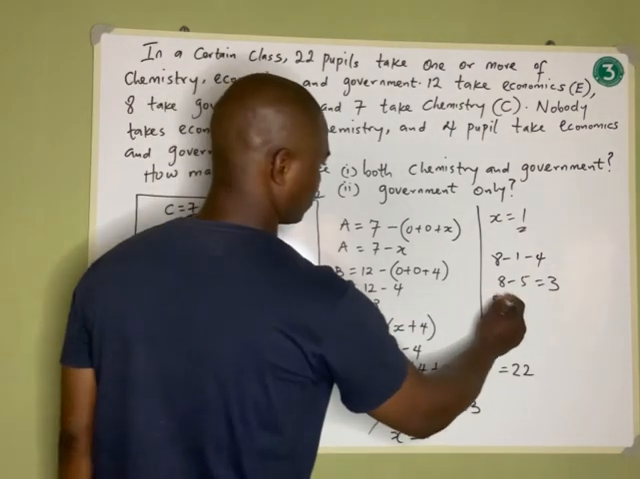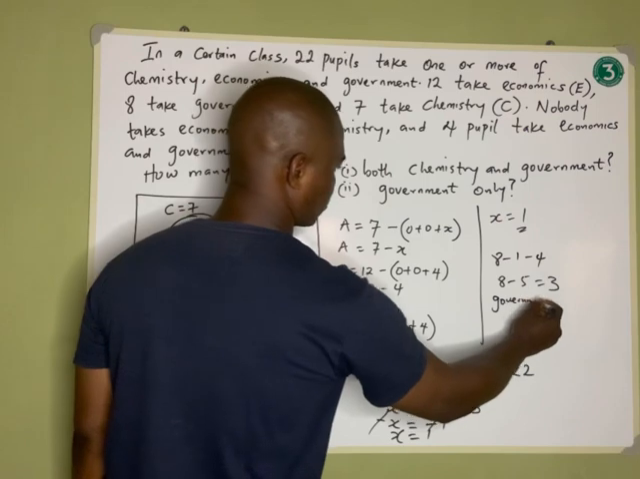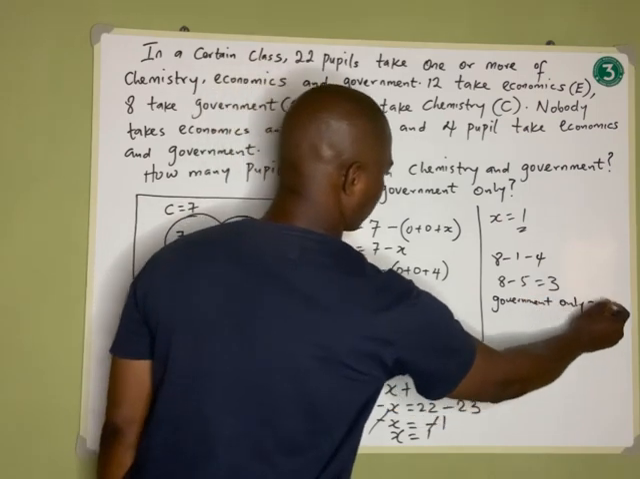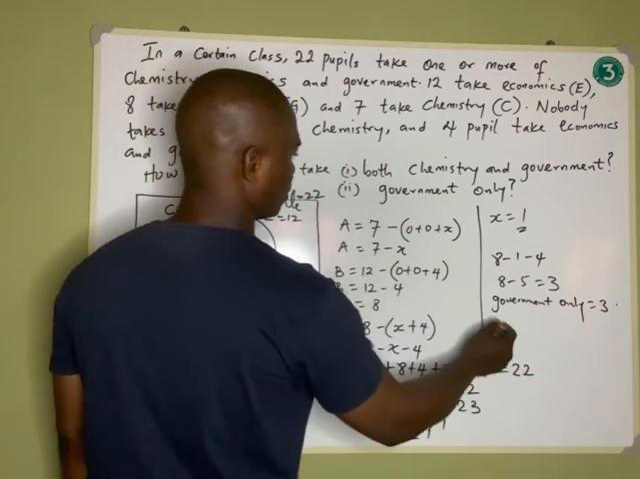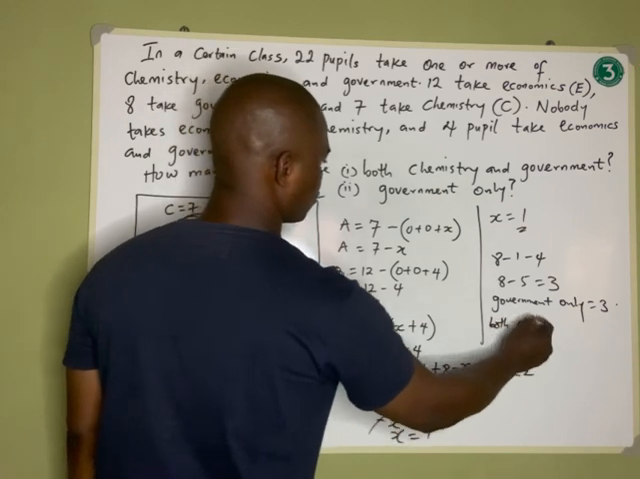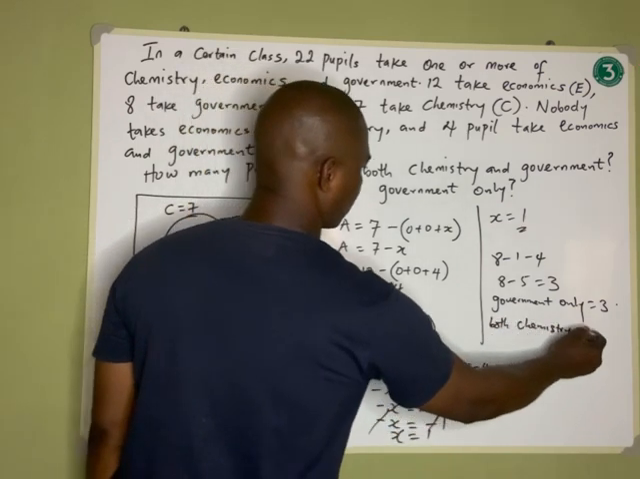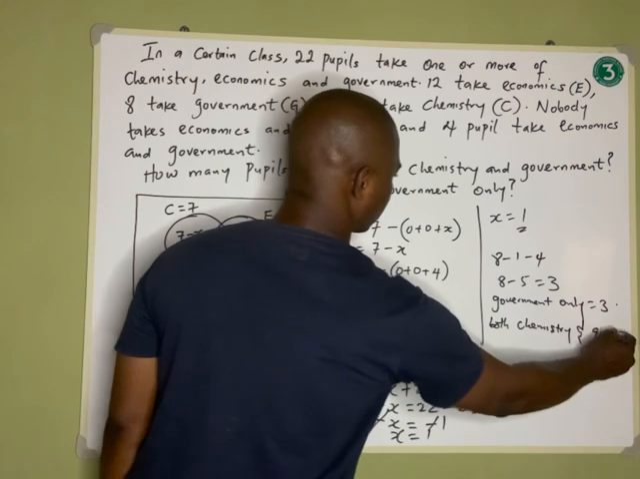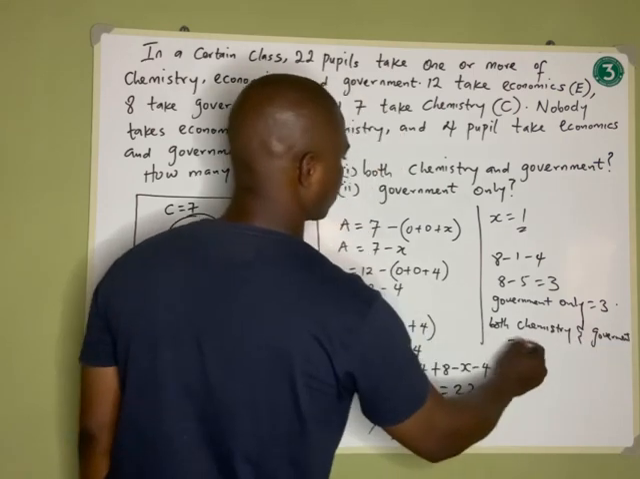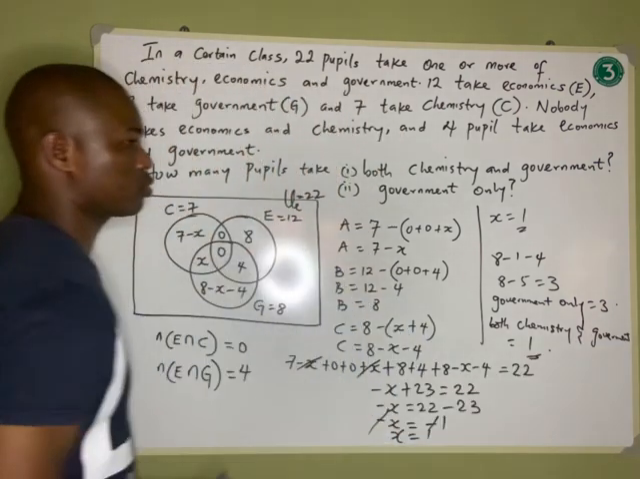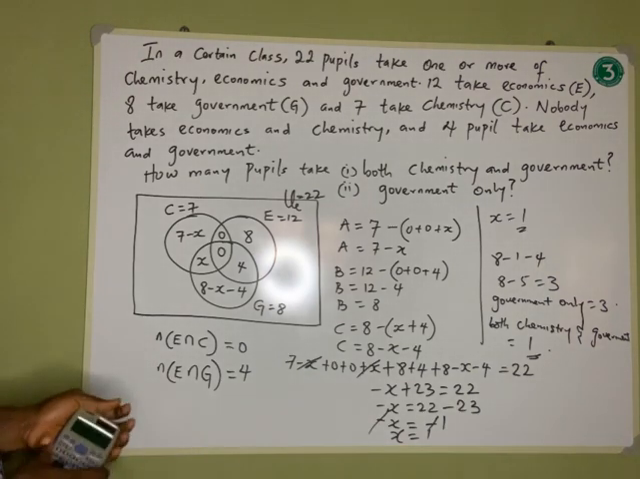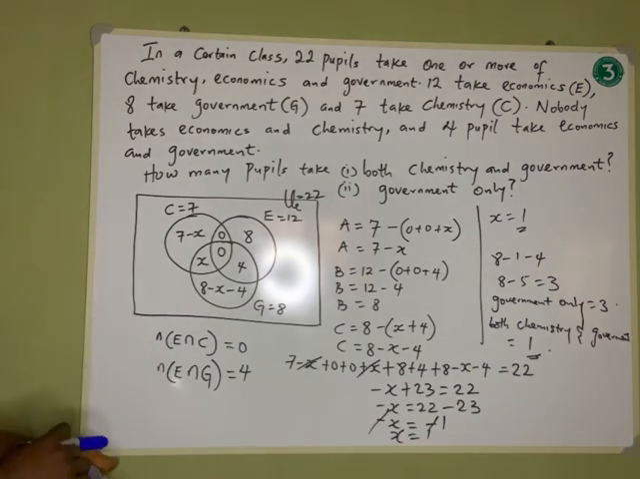So government only will be equal to 3, while both chemistry and government will be equal to what? 1. So that is how to solve this type of question in sets.